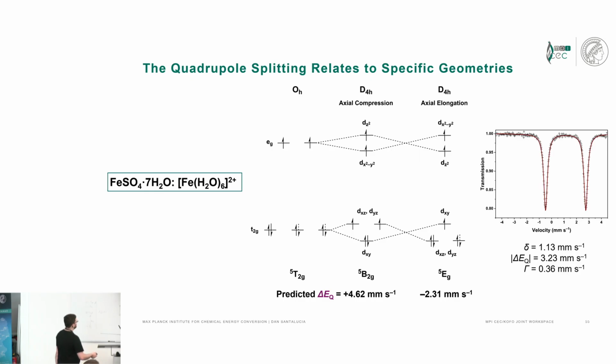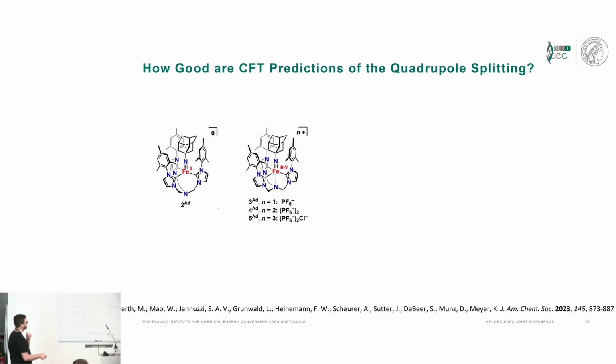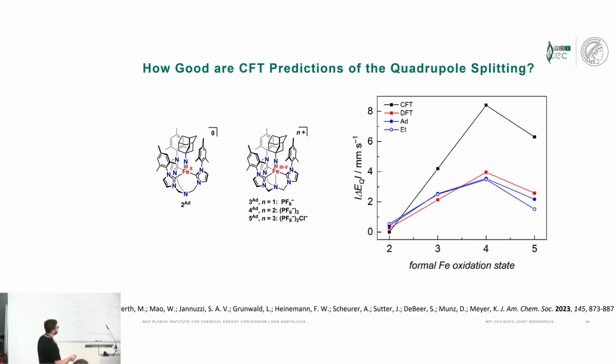So, here's our experiment though. Well, 3.2 is in between these, so which one do I choose? How do I interpret that? Well, let me remind you of something. These are based off crystal field theory. How accurate is crystal field theory? We can ask Martin Kylverth, Sergio, Serena, and Karsten Meyer, because they did this wonderful study of a range of different iron oxidation states in these carbene compounds. And they looked at the formal iron oxidation state as a function of quadrupole splitting.